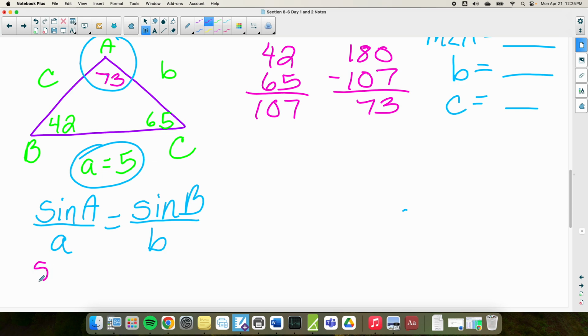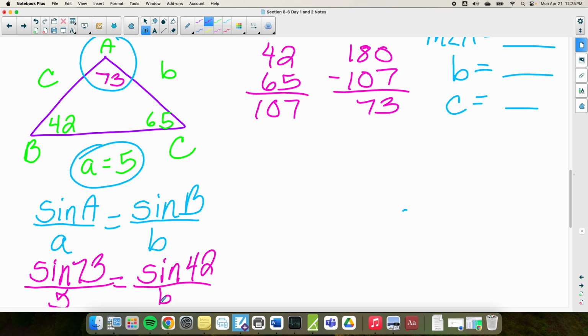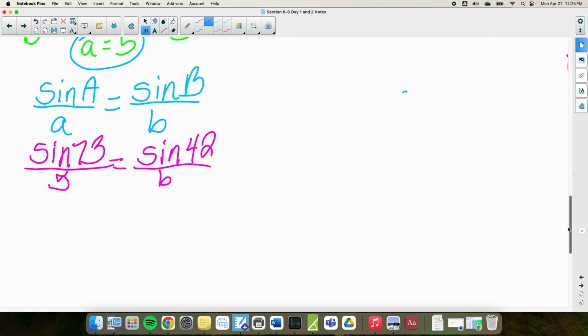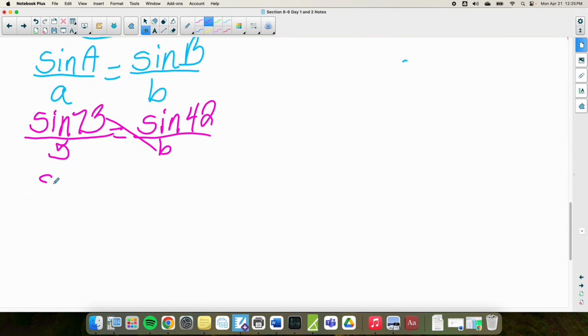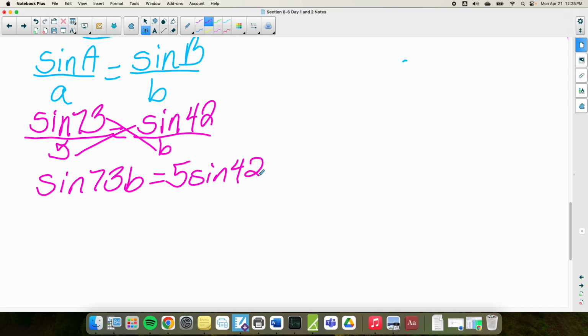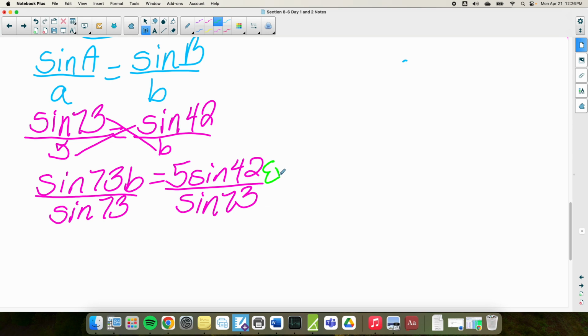4.738. Okay, sine of A is sine of 73, little a is 5, sine of B is sine 42, and little b is b. And then we're gonna do cross products. We're gonna multiply this. We get sine 73b equals 5 times sine of 42. That's sine of 73 times b, so we're gonna divide by sine of 73. And then what we do is hit enter here.